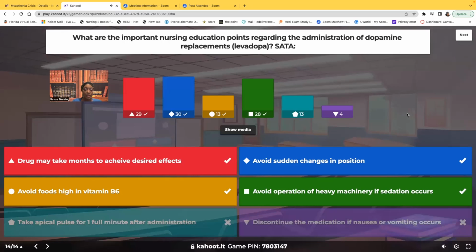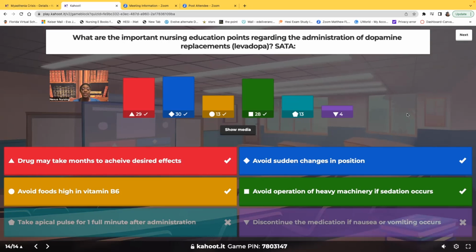Okay, let's talk about this. So, yes, this drug may take several months to achieve desired effects. That patient's getting levodopa, you have to warn them. You warn the family members. This isn't a cure. There's no cure. It's a treatment, and it may take a couple months before you actually start seeing the desired effects. And the reason you warn them is if you don't tell them that, they're going to think that the medication should work right away. And what happens is they'll stop being compliant and they'll stop taking the medication.